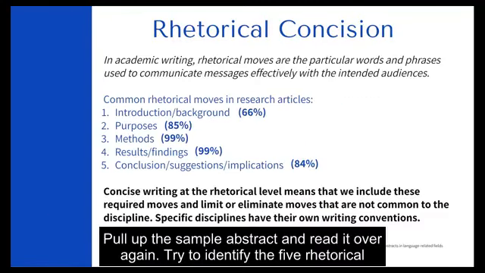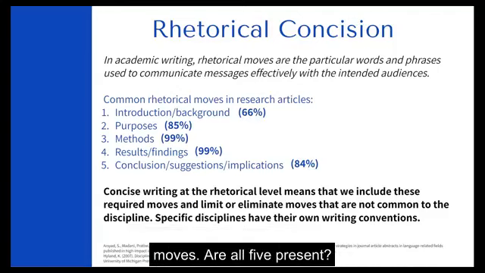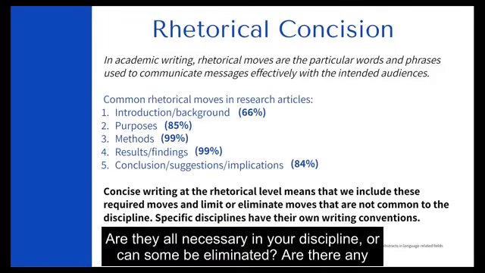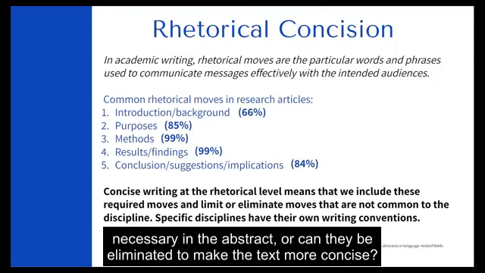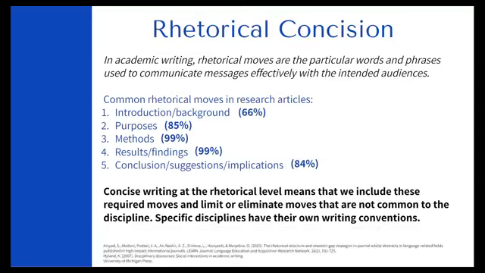Pull up the sample abstract and read it over again. Try to identify the 5 rhetorical moves. Are all 5 present? Are they all necessary in your discipline, or can some be eliminated? Are there any additional sentences that don't fall within one of the rhetorical moves? Are they necessary in the abstract, or can they be eliminated to make the text more concise?